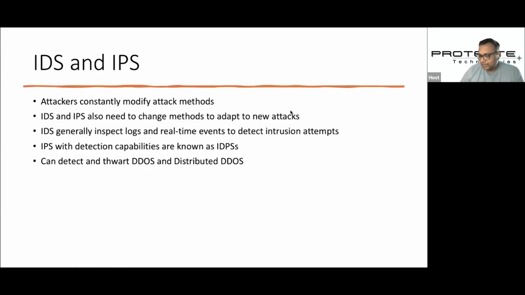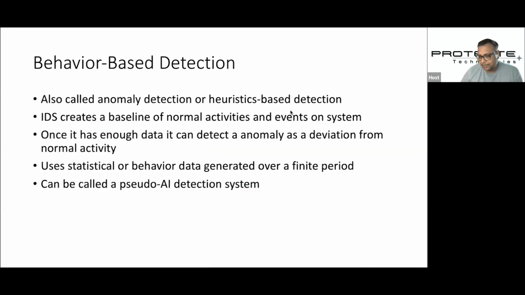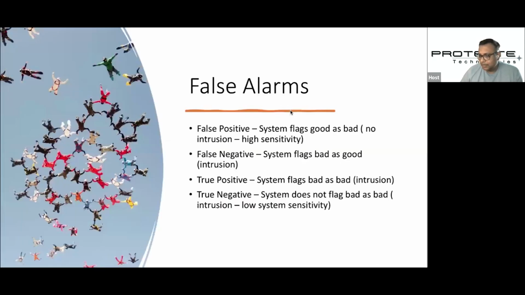So IDS, IPS, we have generally discussed. Knowledge-based systems, I told you, signature-based, behavior-based systems. We've already discussed. It creates a baseline. Okay, now whenever systems are working, they might create false alarms. And false alarms, you should know, there is a false positive. Whenever you deploy such systems, they will give you false positive, false negative, true positive, true negative.